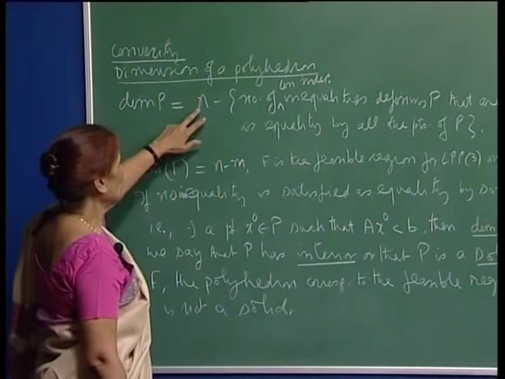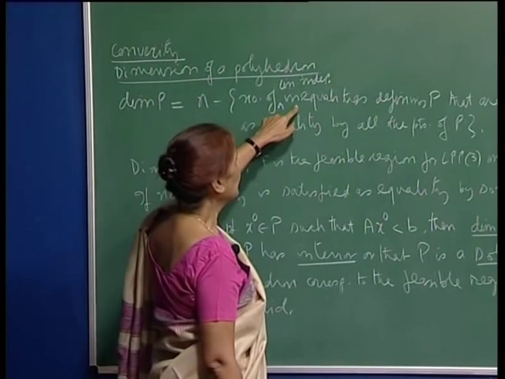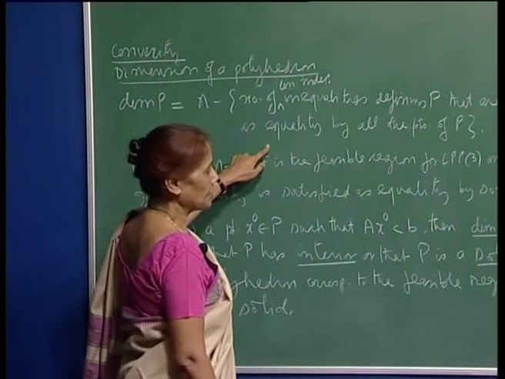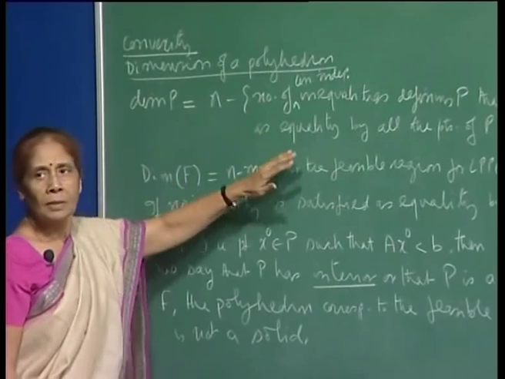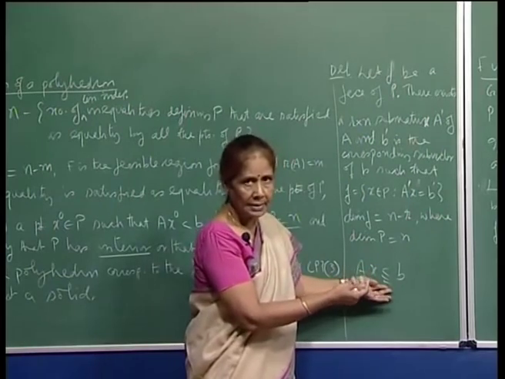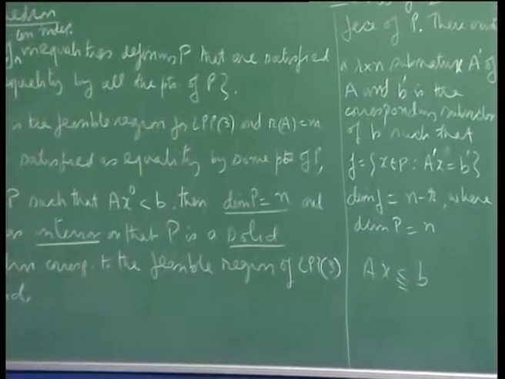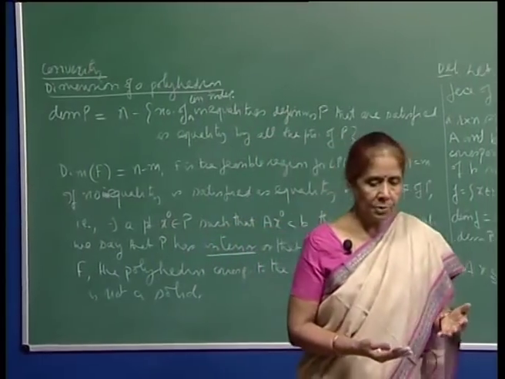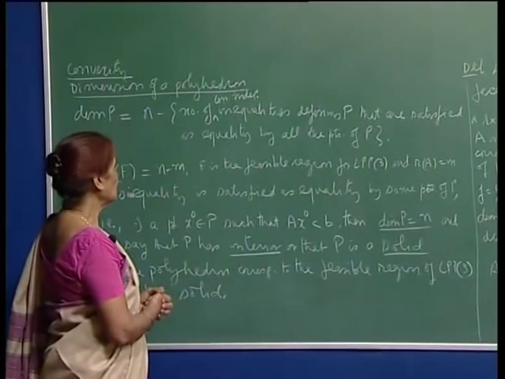Then I am talking of the dimension of a polyhedron. If n is the number of variables, then consider the number of linearly independent inequalities defining P that are satisfied as equality by all the points of P. I say that the dimension of P is n minus this number. That means if all points of P satisfy certain inequalities as equalities, and I take them to be linearly independent, then I take that number and subtract it from n, and that gives me the dimension of P. Because again, I talked about degrees of freedom and so on when you talk of a system of equations or inequalities.